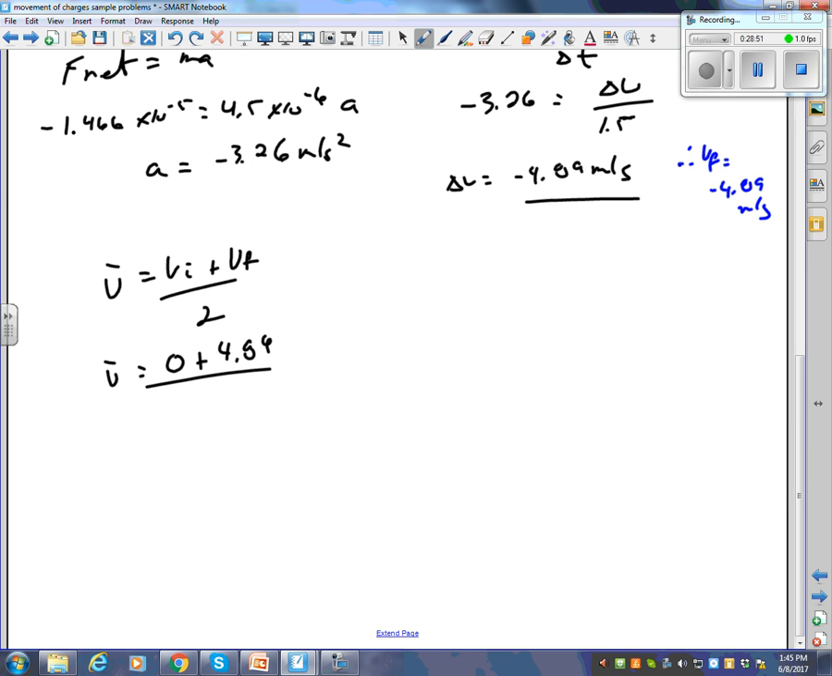Do I need to put a negative in there? I guess. I get 2.44 meters per second. And now what's the last step? Yep, exactly, Jeff.